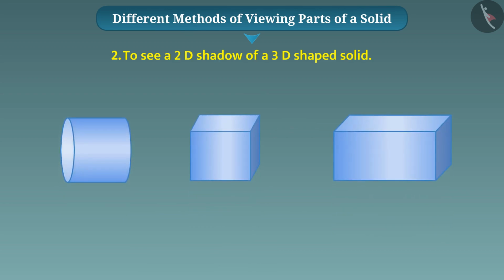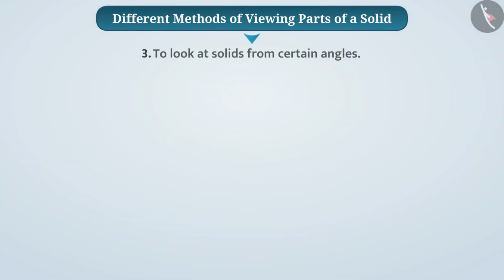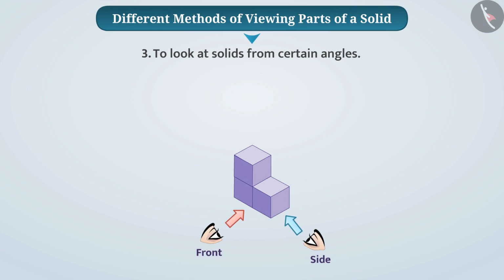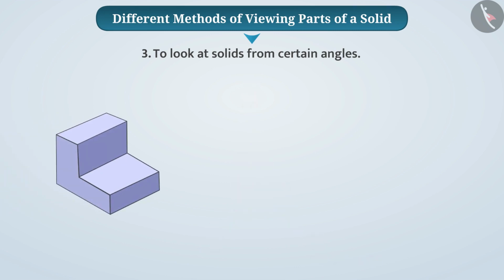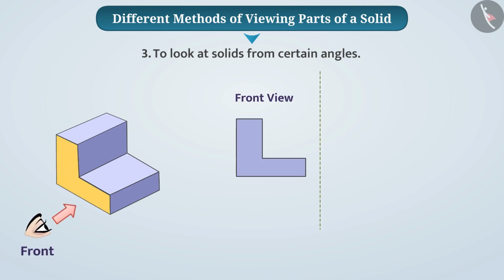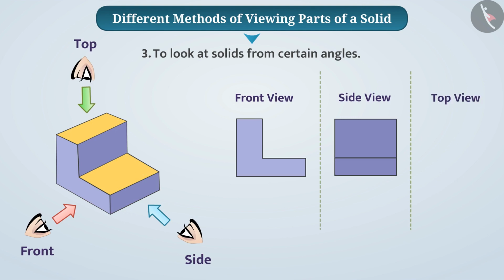The third method of looking at different parts of solids is to look at them from certain angles. For that, we view the solid from the front or from the side, that is, laterally, or from the top. Then we draw the shape of visible scenes. Like, look at this figure. When viewed from the front, we get the front view in this way. Similarly, when we look sideways, we get the side view in this way. And when viewed from above, we get the top view in this way.